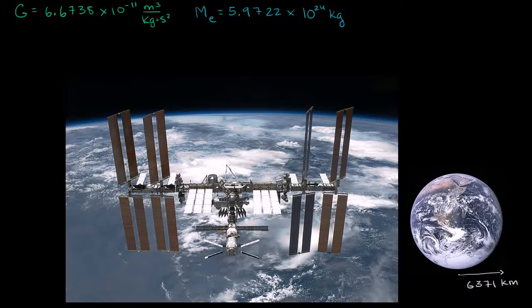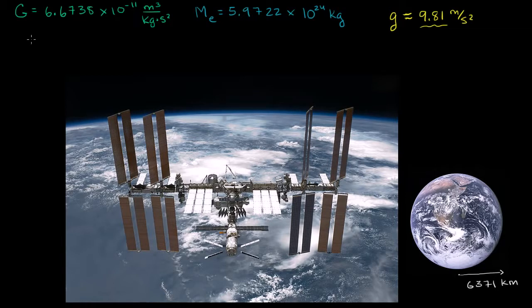Most physics books will tell you that the acceleration due to gravity near the surface of the Earth is 9.81 meters per second squared. And this is an approximation. What I want to do in this video is figure out if this is the value we get when we actually use Newton's law of universal gravitation.